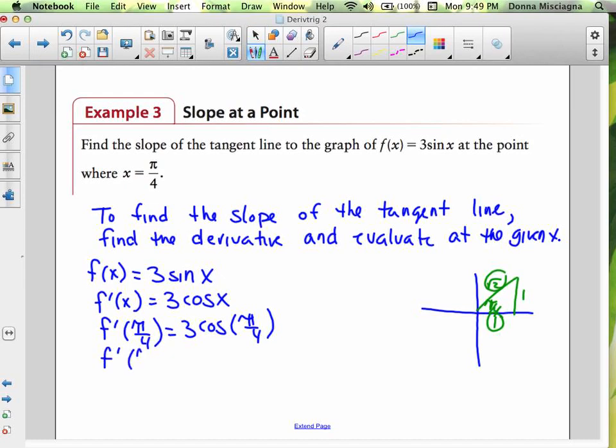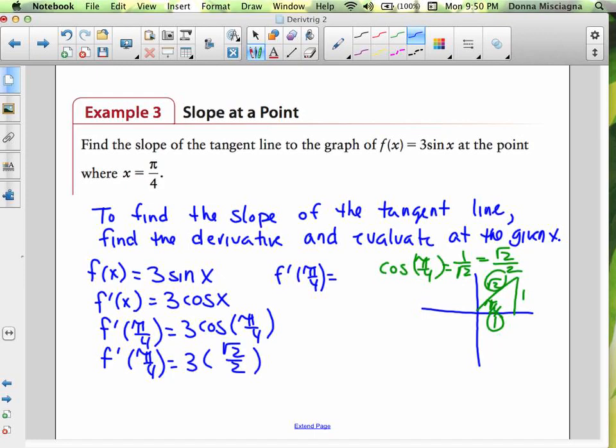So f prime of pi fourths equals 3 times cosine, I'll put it in green to match my coordinate plane. And you should probably put this in your notes too: cosine pi fourths is equal to 1 over the square root of 2, or we usually like to rationalize that, square root of 2 over 2. So we've got 3 times the square root of 2 over 2, and we should simplify that so we don't have quite so many numbers. So f prime of pi fourths is 3 square roots of 2 over 2. And there we go. That's our answer, and that's everything.